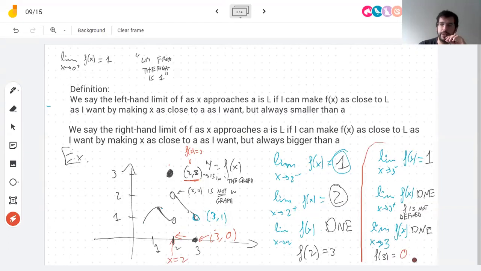Okay. I think I wrote the correct answers here. So we'd say basically this one does not exist because this one does not exist. If I can't approach 3, then I don't even try to compute the limit, just because there's nothing to the right. Okay, are there more questions?